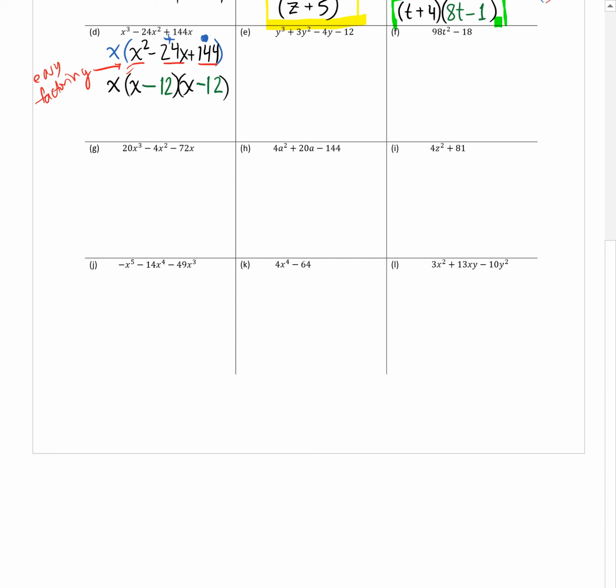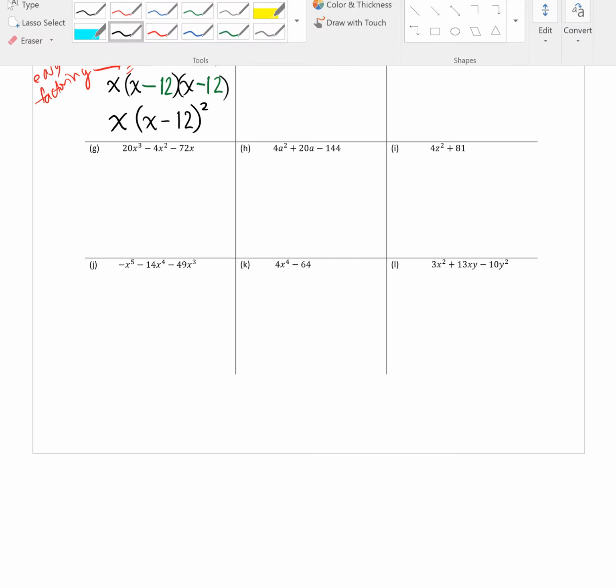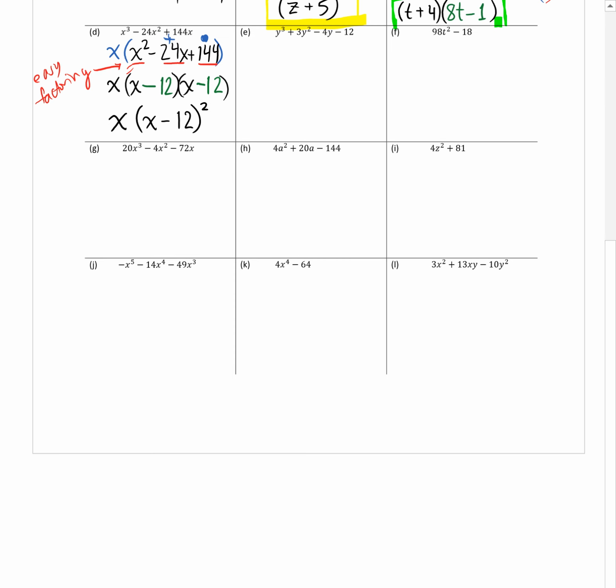I think that's it, because negative 12 times negative 12 is 144. Negative 12 plus negative 12 is negative 24. And then again, since those are the same factor, x minus 12 is twice, I'm going to write that as that guy squared. So that'll be our final answer there. I can't factor that any further. That's kind of as good as it gets.